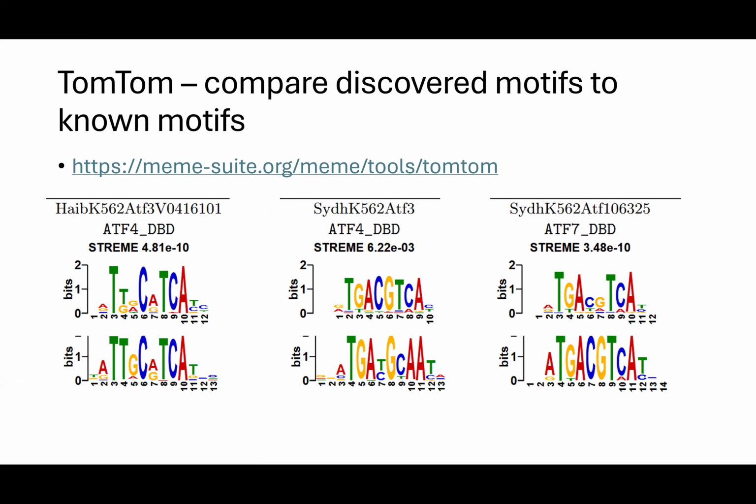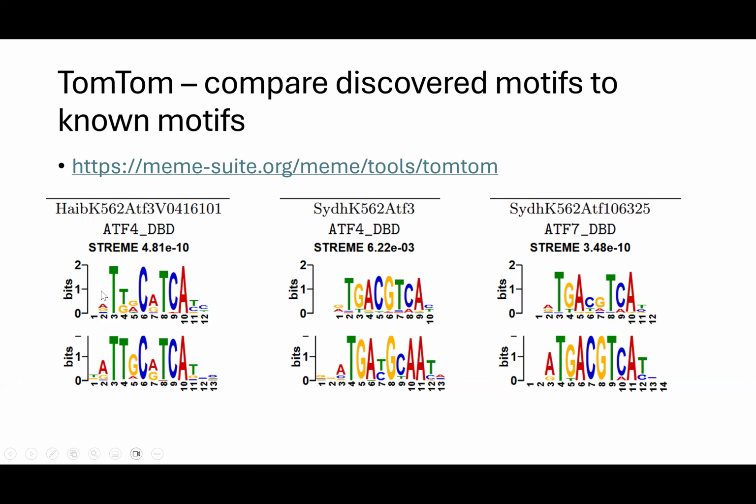A final tool that's helpful is called TomTom, which lets you compare motifs to known motifs. So if you discovered motifs using STREME, you can then check how closely they match the database, and find whether the ones you discovered match things that are known, or whether they are more novel. That's actually what this original figure was taken from. It gives you a p-value for how close the two are.